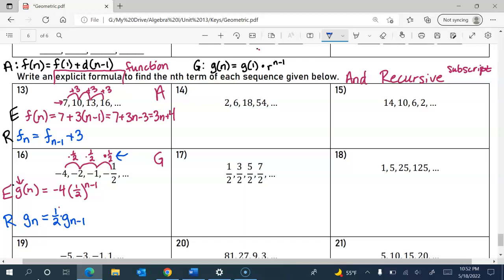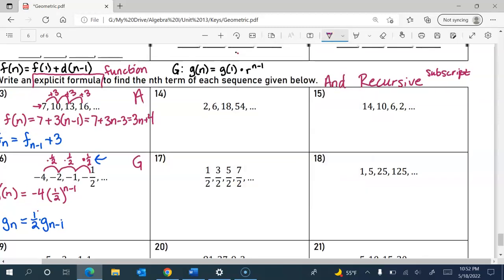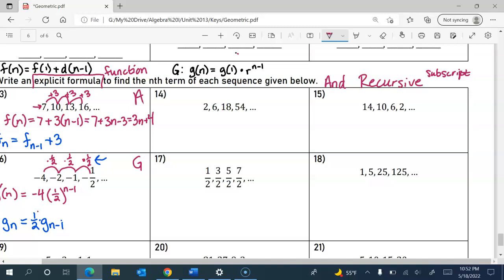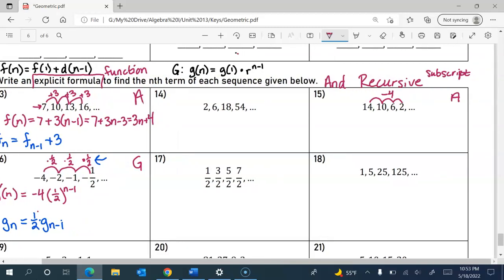Okay, let's maybe go through a couple more of these. I want to jump to 15. So 15, we need to figure out, is it arithmetic or geometric? From 14 to 10, 10 to 6, 6 to 2, looks like we're minusing 4 each time. So since I'm minusing, that's arithmetic. So we'll have to use my arithmetic explicit formula.